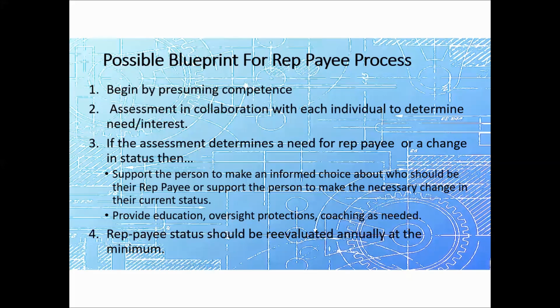So if the assessment determines a need for rep payee, or maybe determines that we need to do a change in status, like to remove rep payeeship, then we need to support the person to make an informed choice about who they want that person or entity to be, and then support them to make that necessary change in whatever their current status is. And then all along, provide the education, the oversight protections, to make sure they have what they need in place, and provide ongoing coaching.